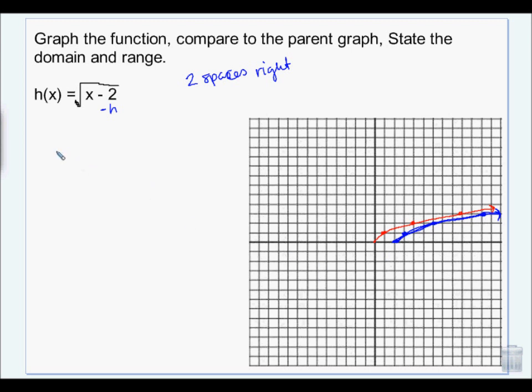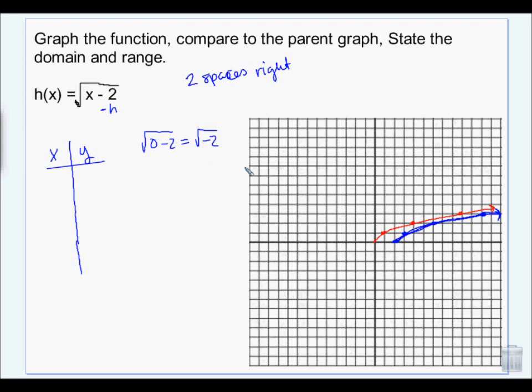Or if you want, you can plot points. But if I put a 0 right here, I'm going to get a -2 under the radical. Does that make sense? So if I say x is 0, I can't take that. That's why there's no point here for 0.